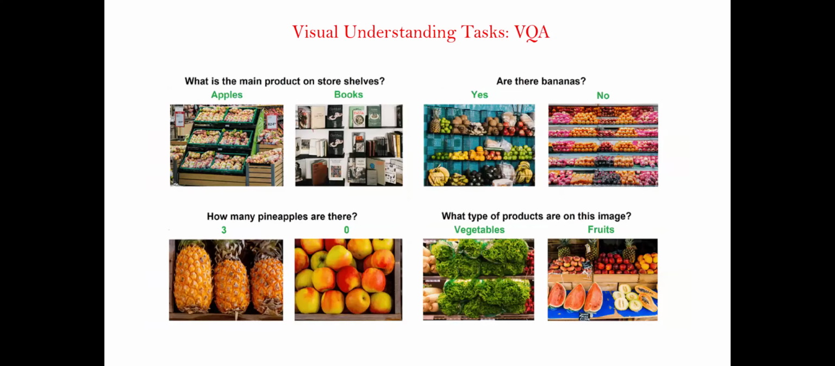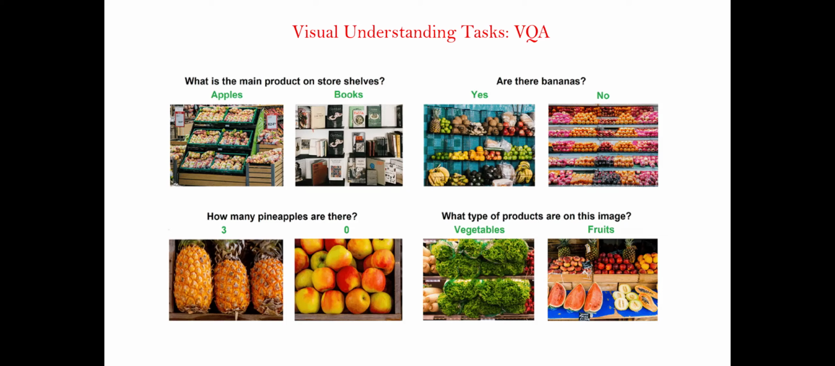Another one is visual question answering. Suppose there is an image and there is a question. For example, if you look at the first image, the question is: what is the main product on the store shelves? The vision language model has to look into the visual content in order to answer the questions posed.